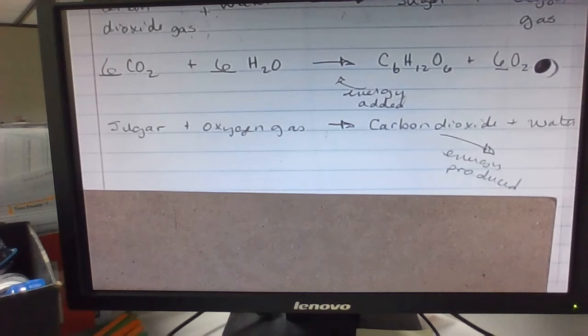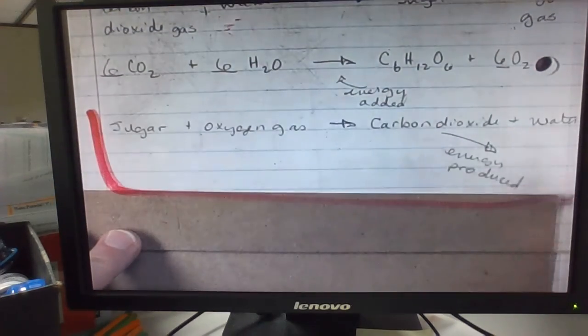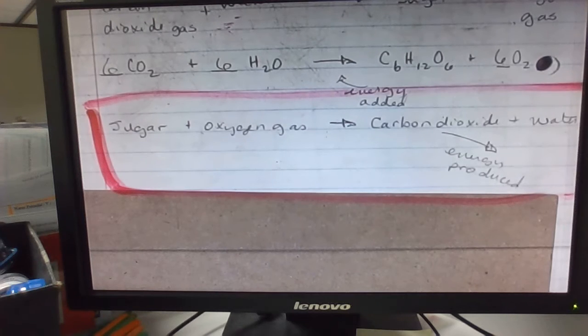So how is the equation for cellular respiration similar to the one for photosynthesis? How are they related? It looks like it's in reverse. All right, grab a second color highlighter, highlight cellular respiration, box in your information for cellular respiration.